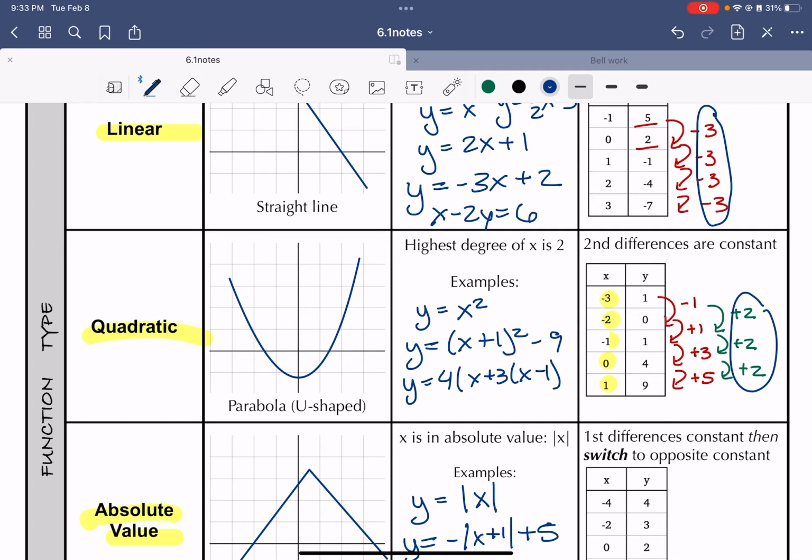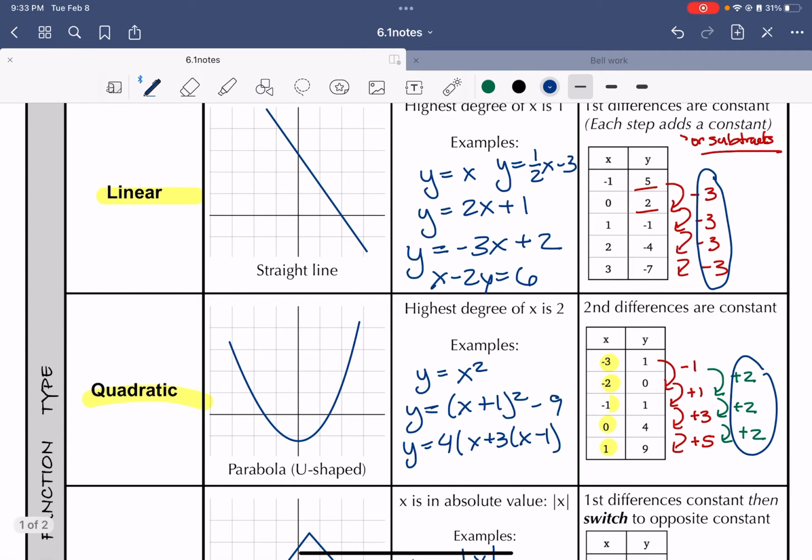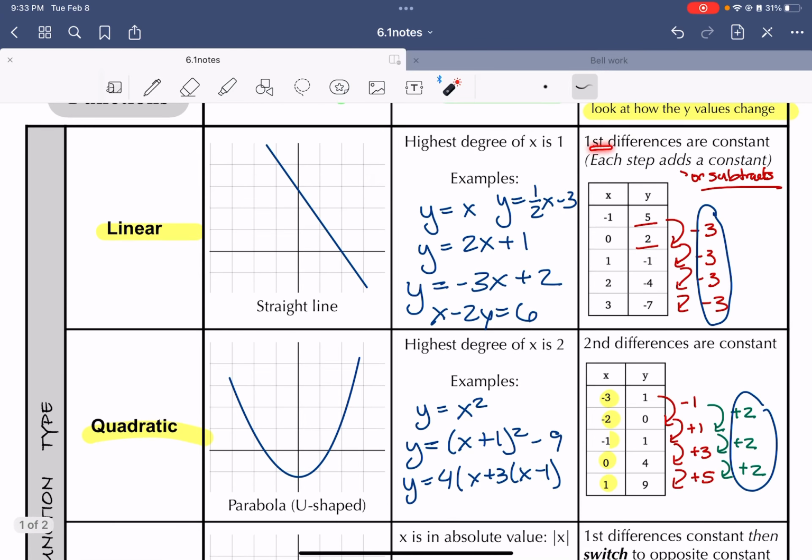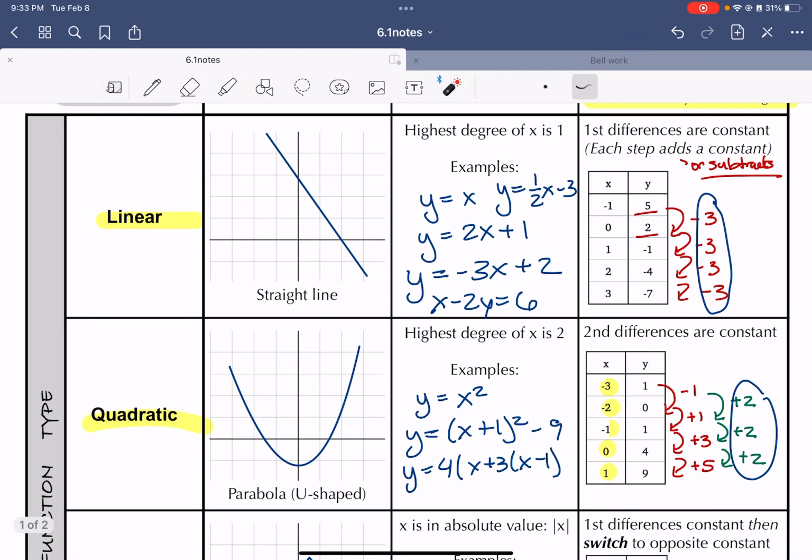So linear, the first differences are constant. Quadratic, the second differences are constant. So both of these things, though, you're going to be looking at what those differences are.